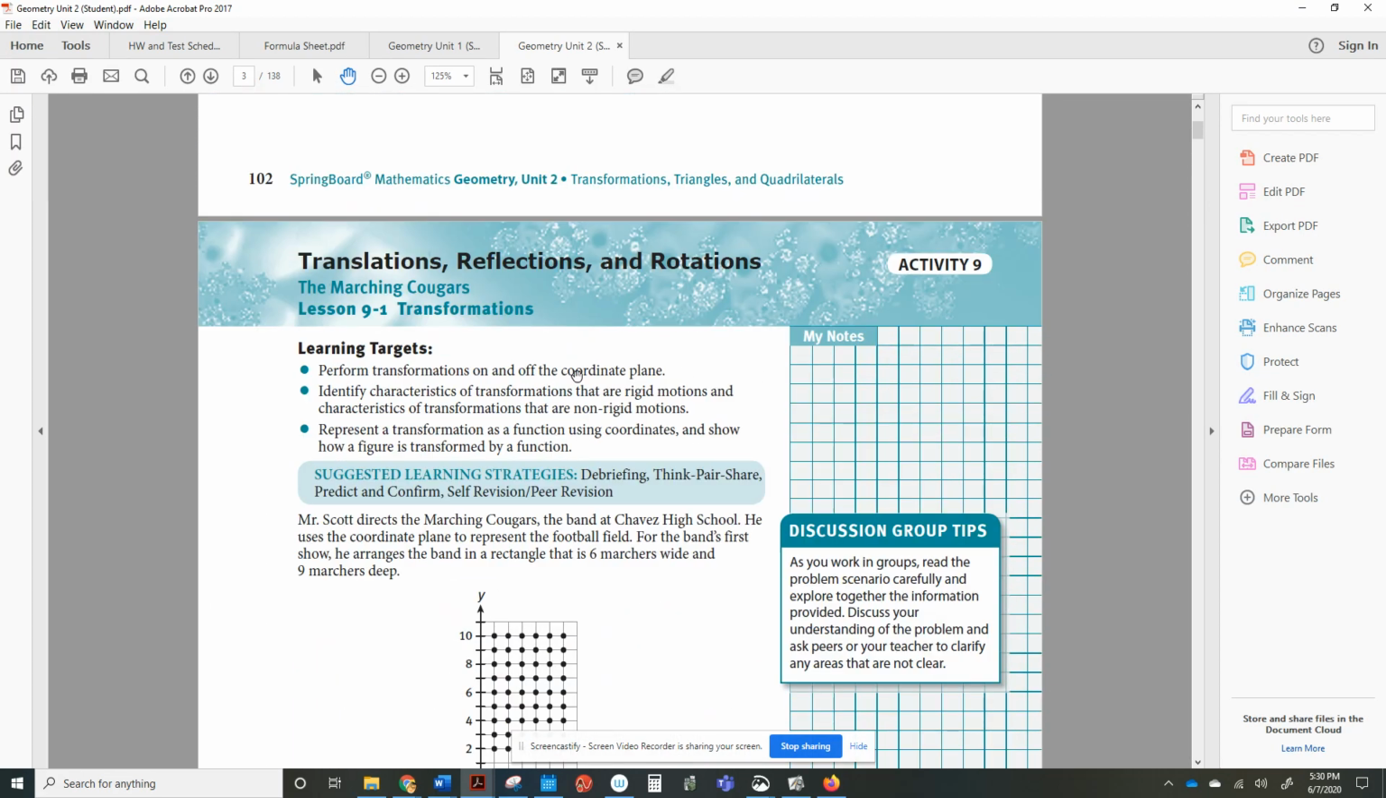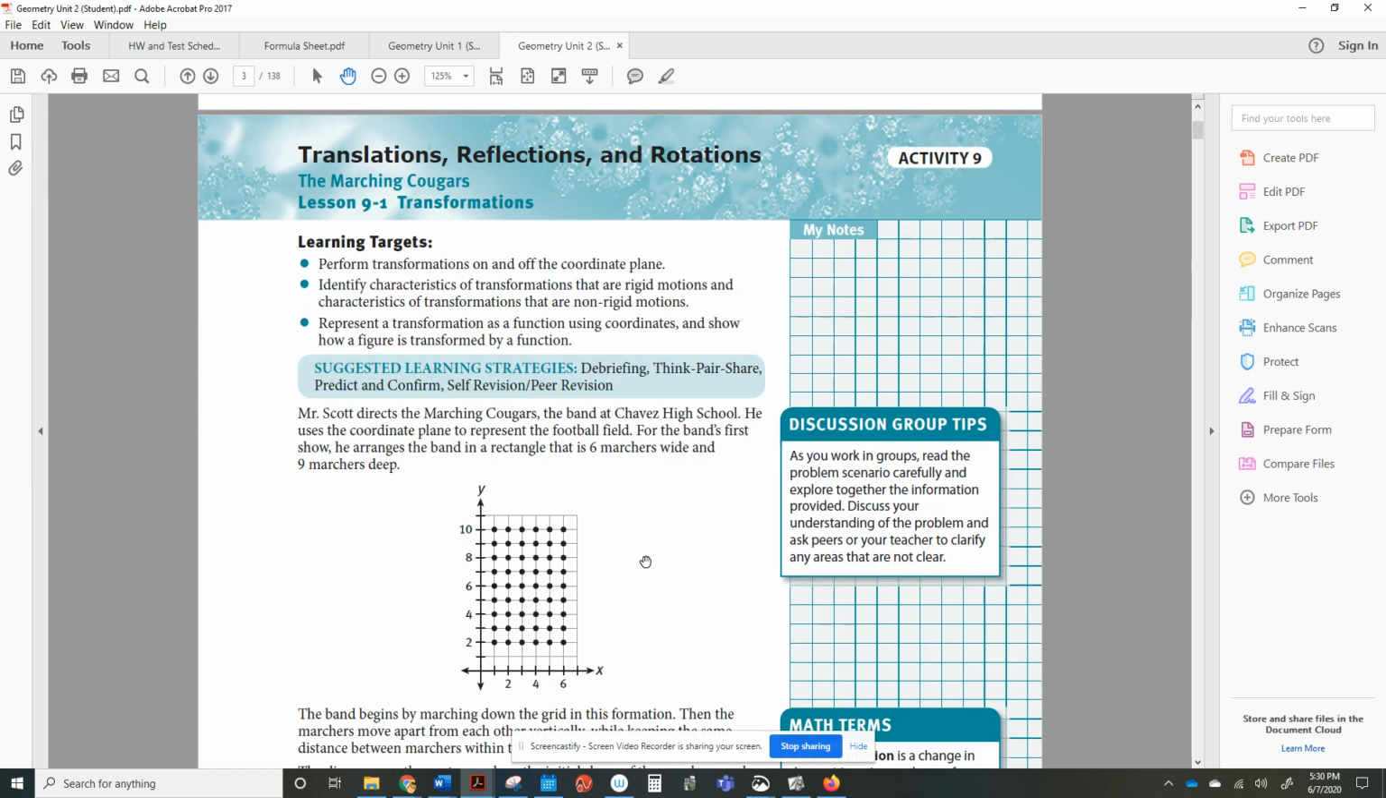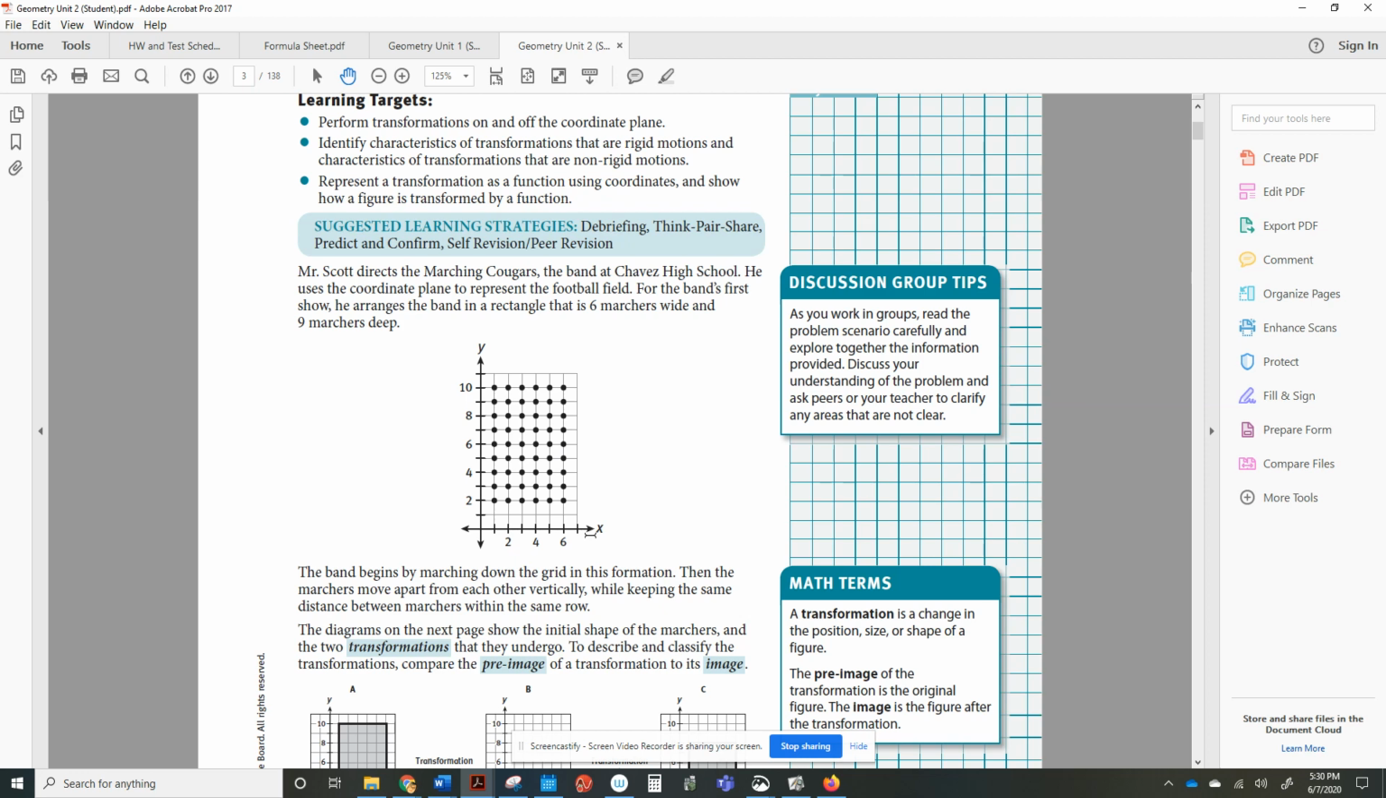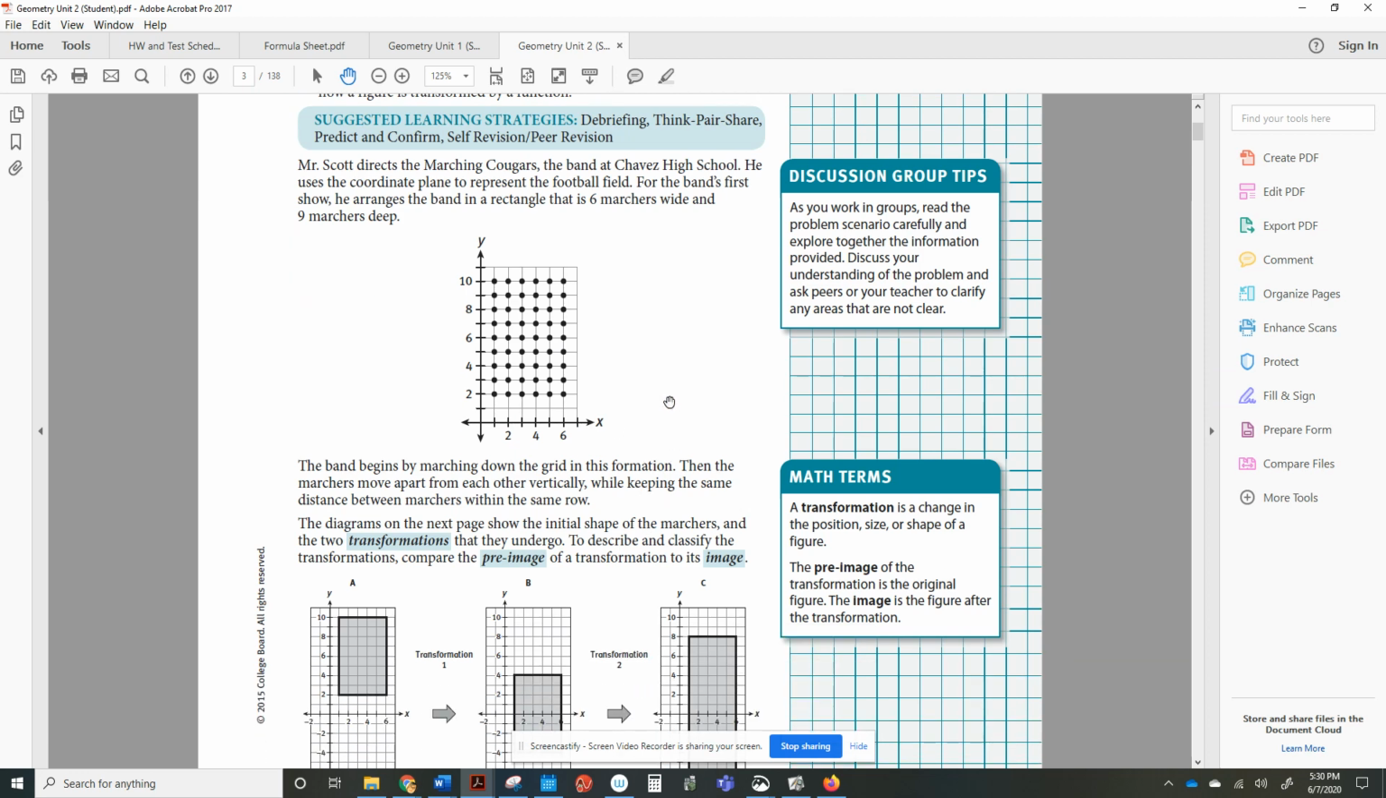This is activity 9-1, transformations. And I've got to tell y'all, I am nervous about teaching transformations without patty paper. I may try to figure out a way to show you.